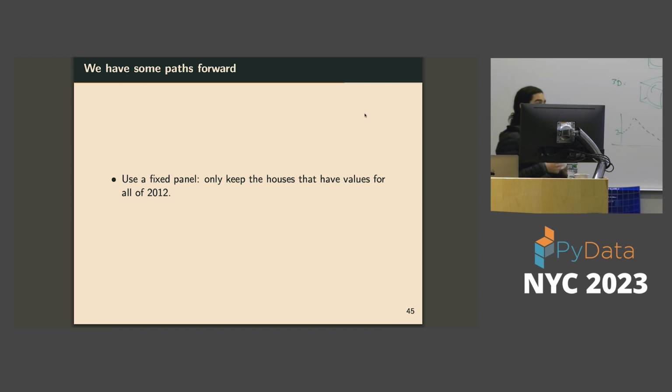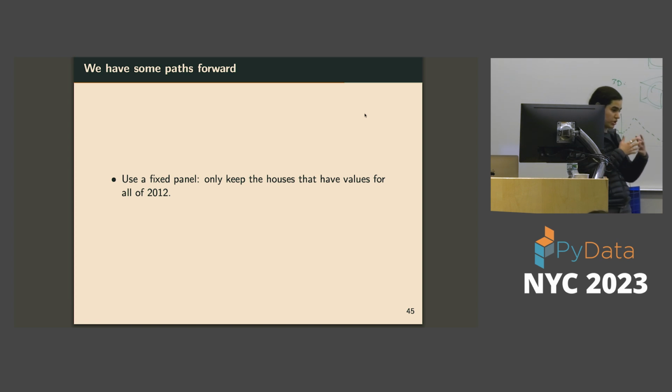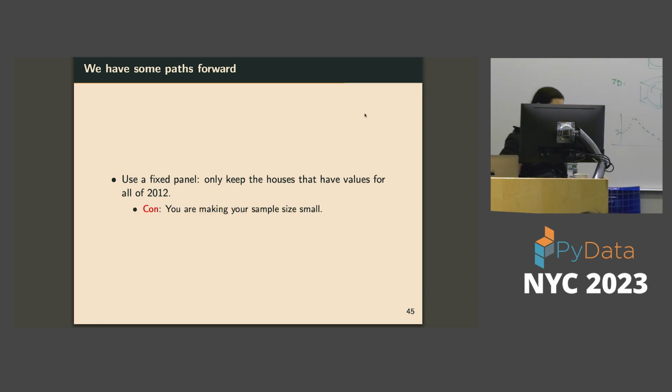Another path forward is let's fix a panel of houses. Let me define some subset of rules for a house to pass through this filter, right? So, in the more strict scenario, say if a house has all of the 2012 data, it can enter my panel. I fix that panel, and only a subset of houses can enter. What this means is that I'm getting rid of a lot of houses given the onboarding process. So again, we have this limitation, negative.